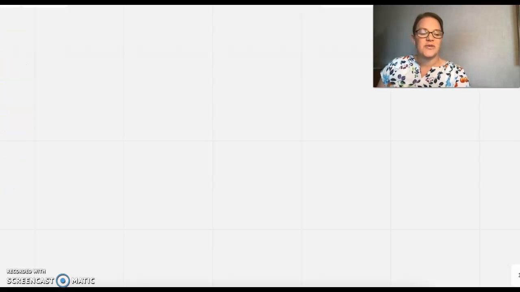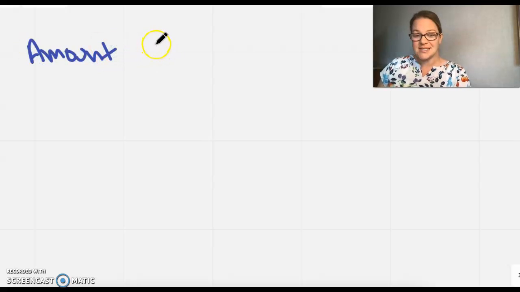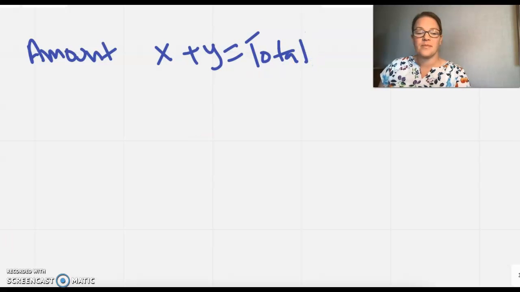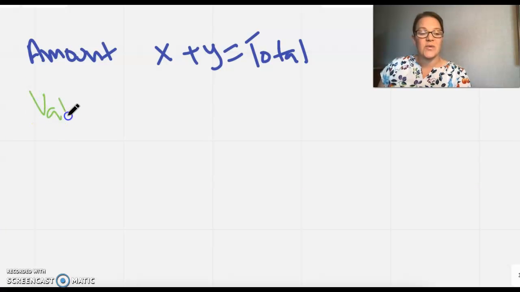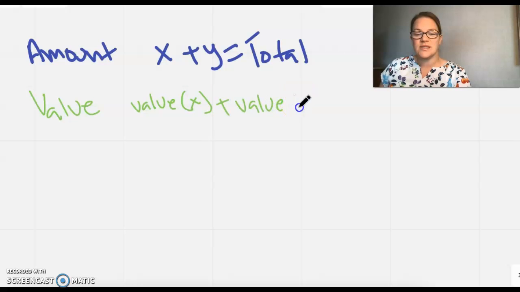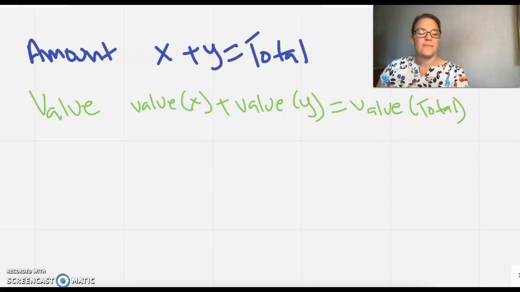Remember, we've been discussing before that when you have your amount equation, that's basically the x plus the y equals your total amount. And then you were working with having your value equation, and that was the value times x plus the value times y, and that equaled the value times the total.